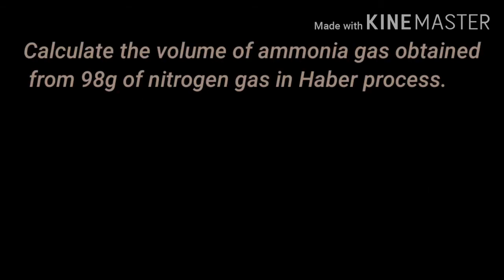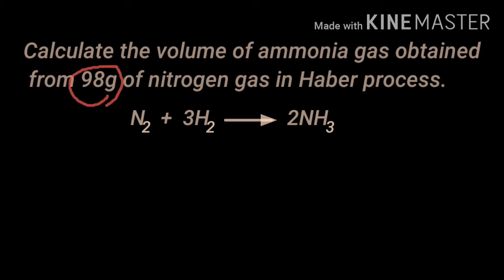Calculate the volume of ammonia gas obtained from 98 gram of nitrogen gas in the Haber process. That is, N2 + 3 H2 gives 2 NH3. In this question, the mass of nitrogen is given and the volume of ammonia gas is asked. From the equation, it is clear that 1 mole nitrogen gives 2 moles of ammonia.